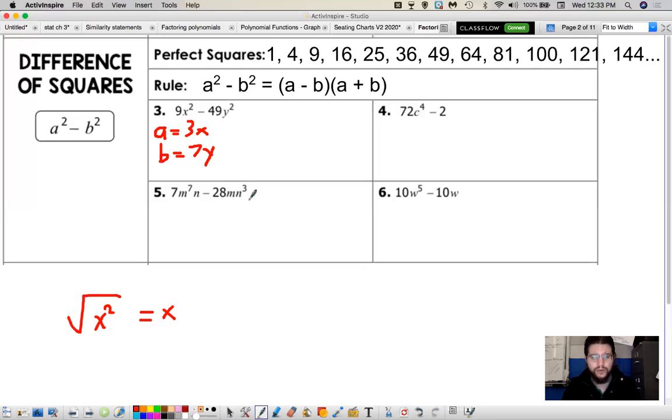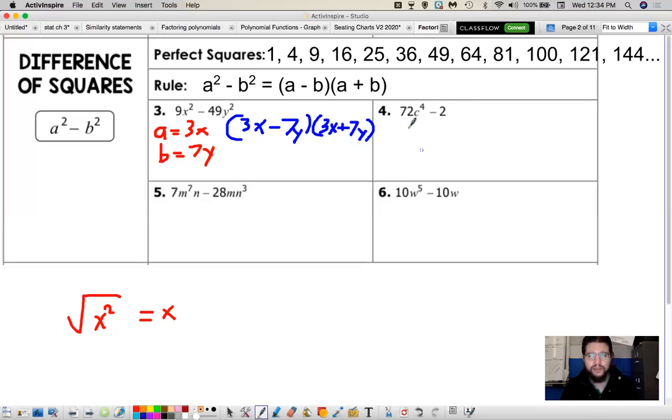So then we can just write out our factors. A minus b times a plus b. And now that's factored. I'm looking again inside. There's nothing else we can do. Sometimes there will be. But as far as this one's concerned, it's done. So let's look at the next one.